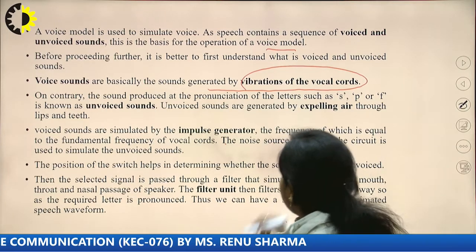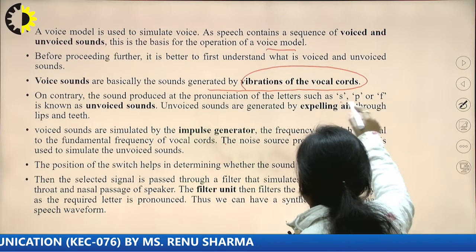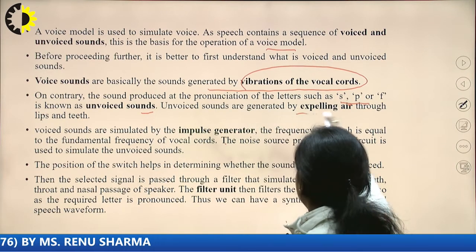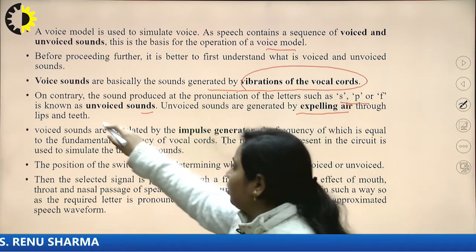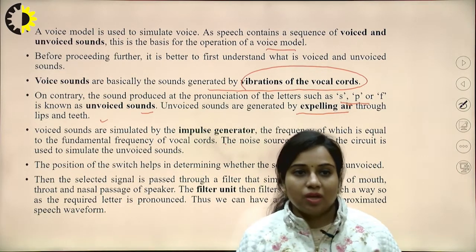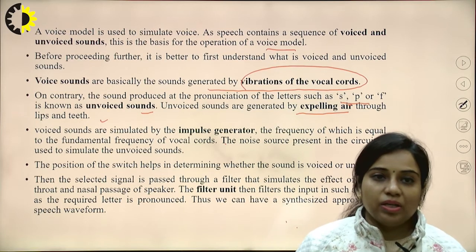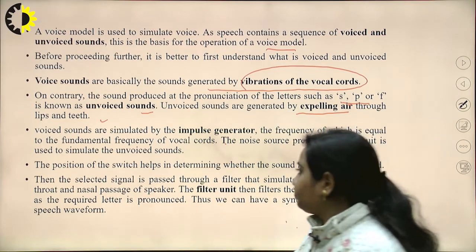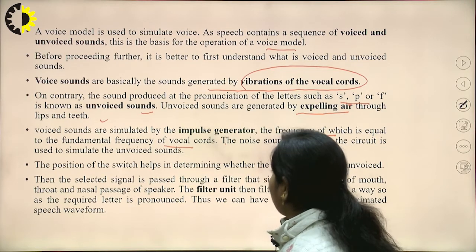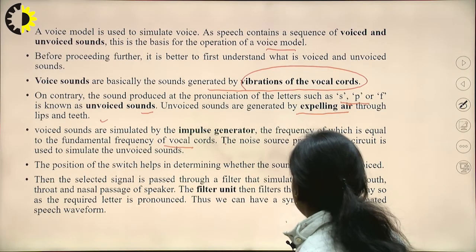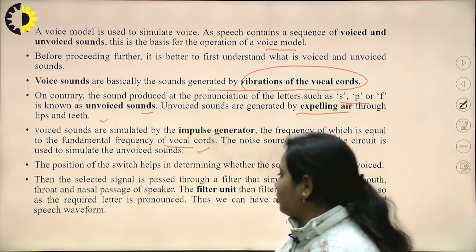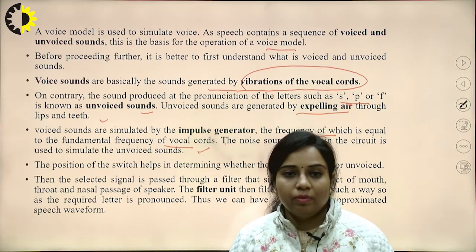The unvoiced sounds, like the letters S, P or F, are called unvoiced sounds. These are generated by expelling air through the lips and teeth. So this is the case for unvoiced sounds. Now voiced sounds are simulated by an impulse generator, the frequency of which is equal to the fundamental frequency of the vocal cords. The noise source present in the circuit is used to simulate the unvoiced sound. So this is how the data will be produced.